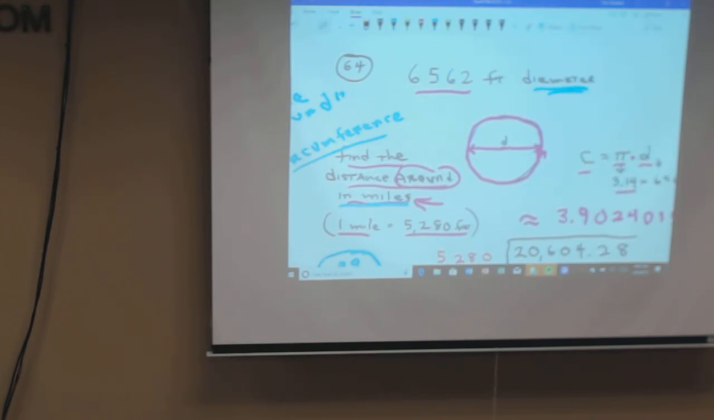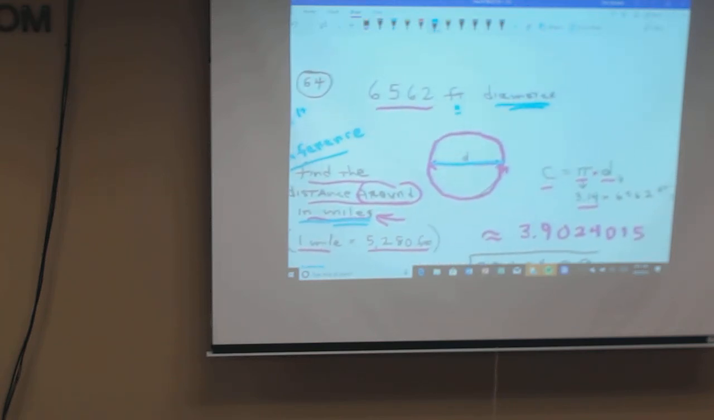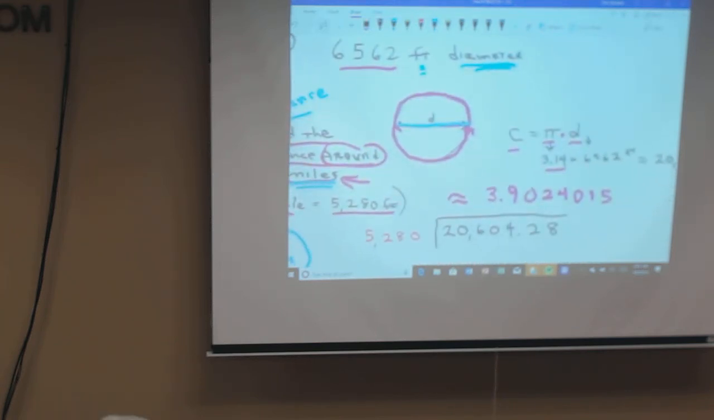And I want to find the circumference in miles. And this is in feet, so I better keep that in mind. And that's the diameter. So how do I find the circumference? Do you have that formula floating around in your head? 2 pi r. Circumference is 2 pi r.